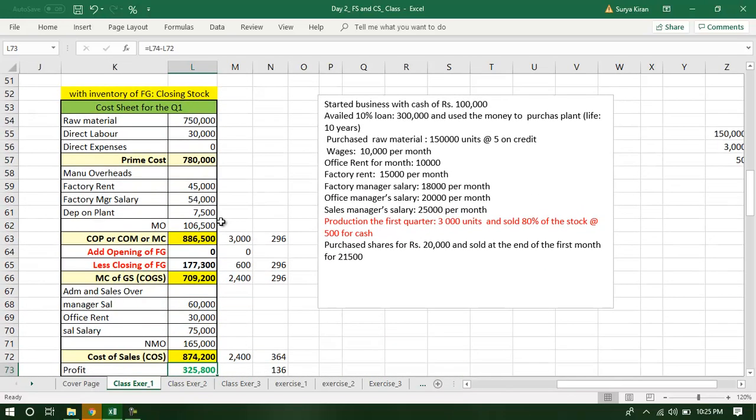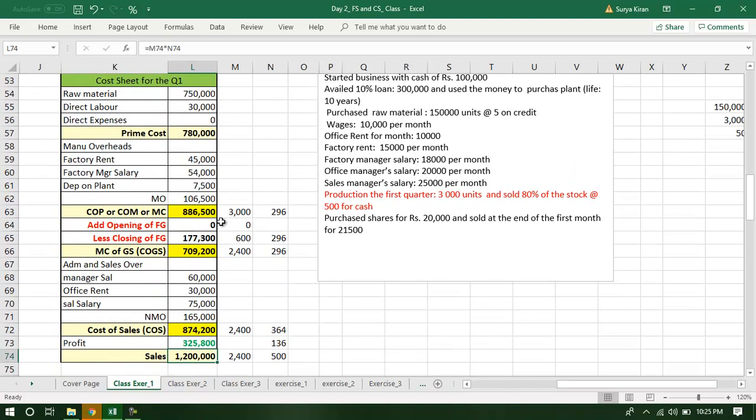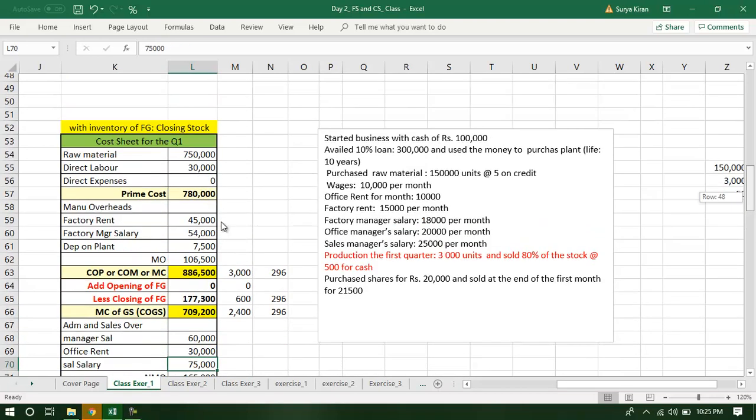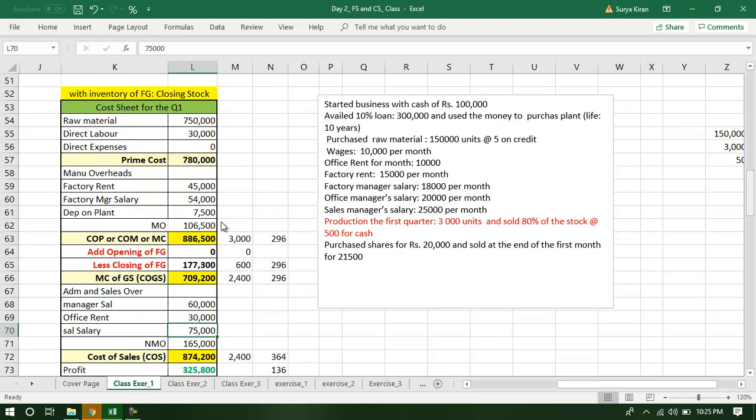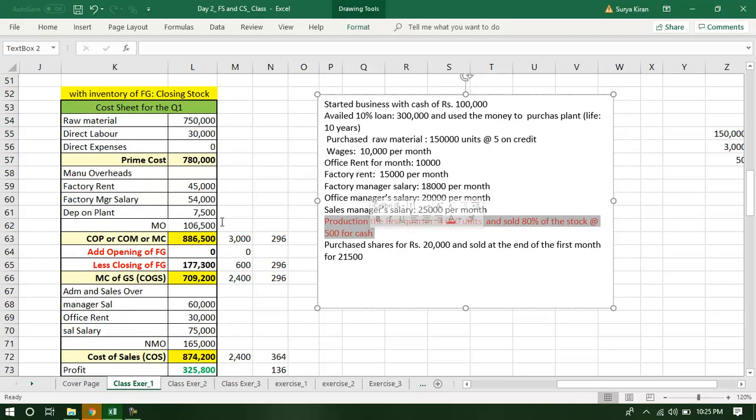All information is the same, except that here, instead of 1 month, this is for a quarter. The rest of the information is the same, and one additional piece of information is given. During the first quarter, we produced 3,000 units, because every month we are producing 1,000 units. So for 3 months, 3,000 units.